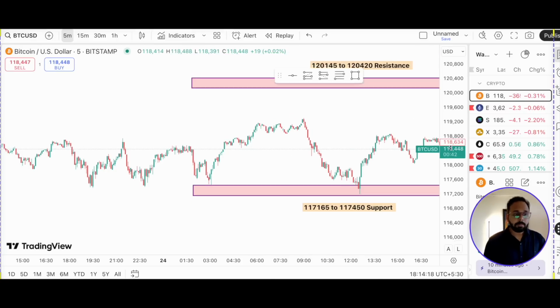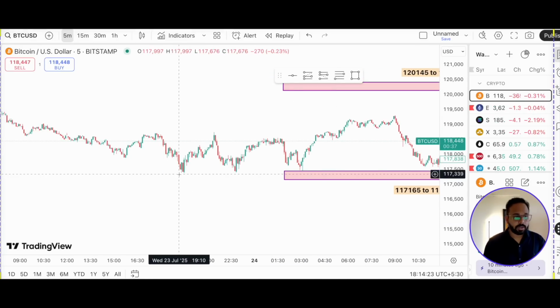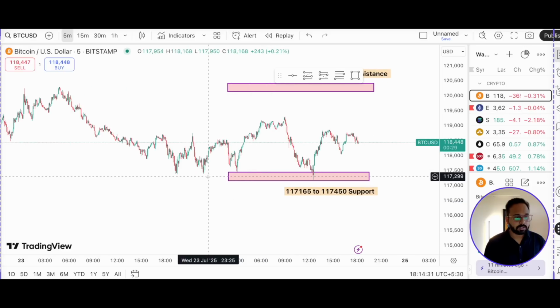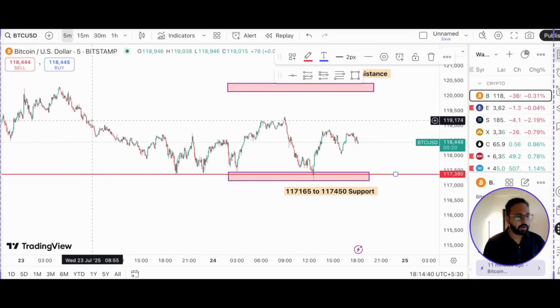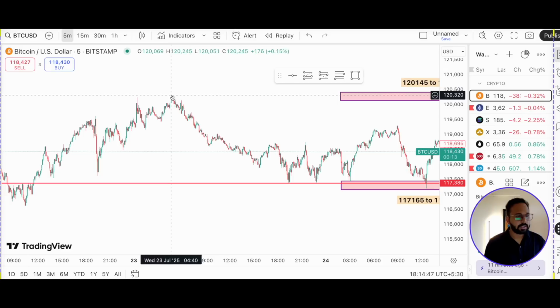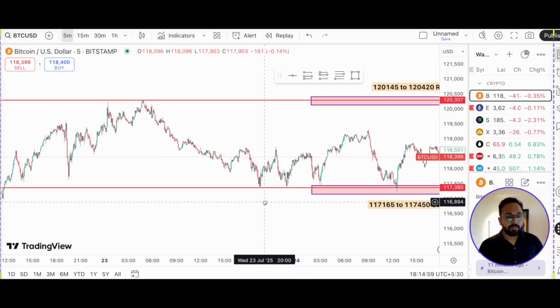You see here BTC, today date is 24th. On 23rd, what did market do here? This is the low of 23rd. I mark this zone. And what is the high of 23rd? This is the highest point of 23rd. You can see it here. This was the highest point. This was the lowest point. Correct?